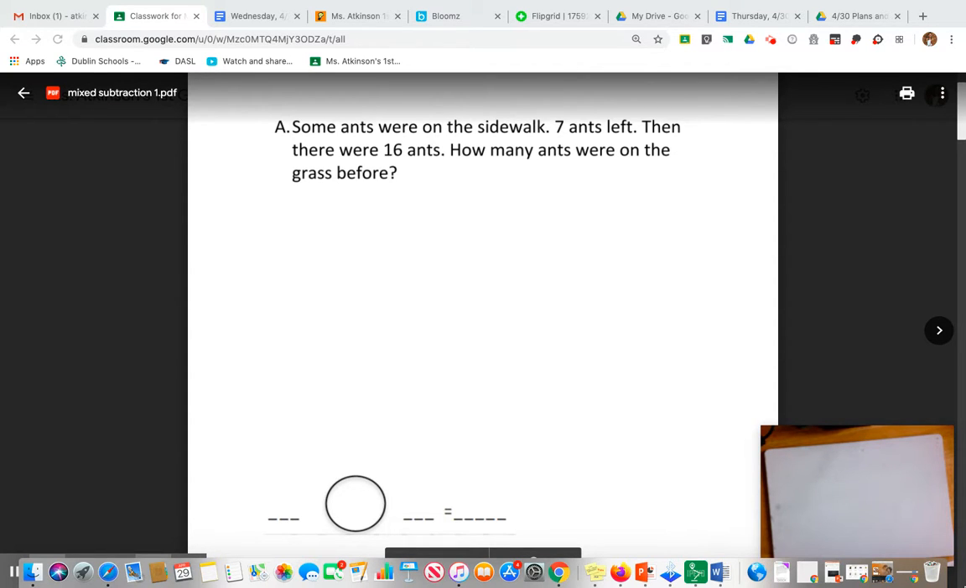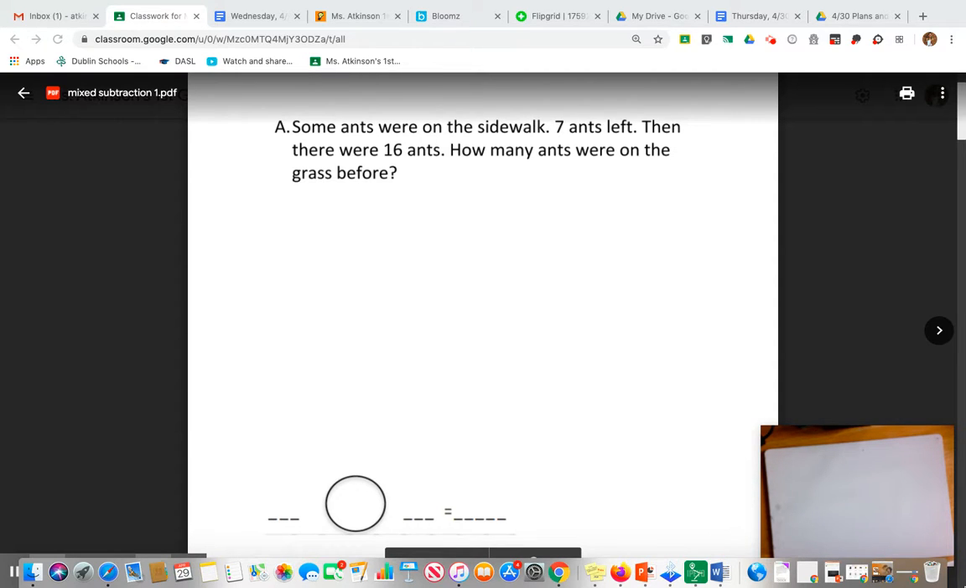So today, I just wanted to do some of these with you. Here is our first math problem. Some ants were on the sidewalk. 7 ants left. Then there were 16 ants. How many ants were on the grass before?